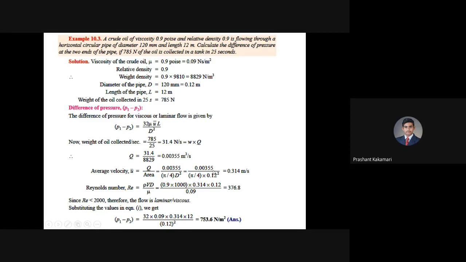So discharge is 0.00355 meter cube per second divided by the area of the cross section of the pipe, that is pi by 4 d square. Now if I find the average velocity, it is not the velocity at the center or at the inner surface of the pipe, it is in between. It is the average of all the particles throughout the cross section area of the pipe. That average value is 0.314 meter per second.